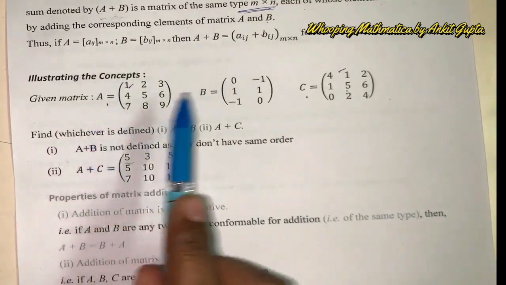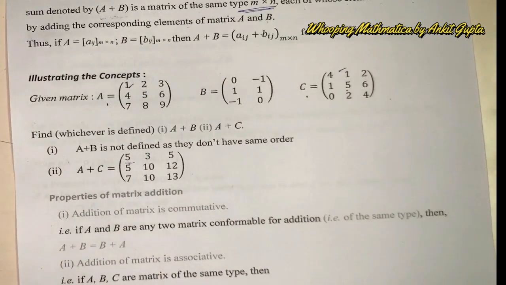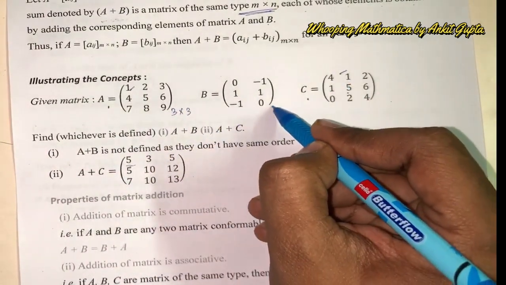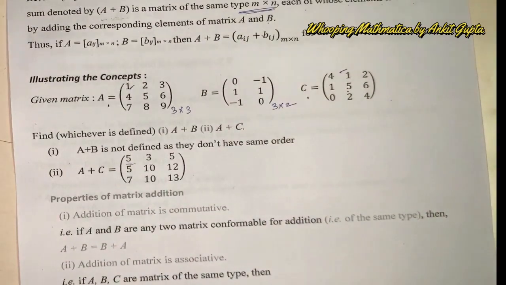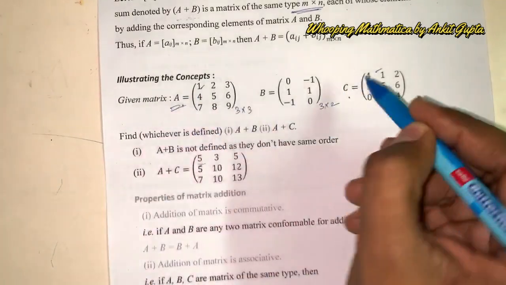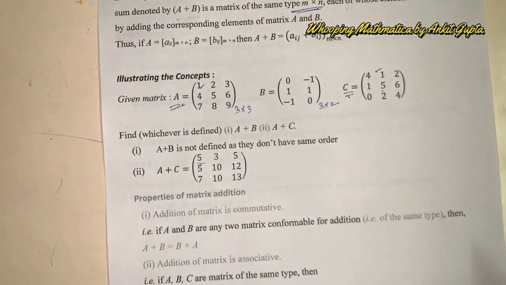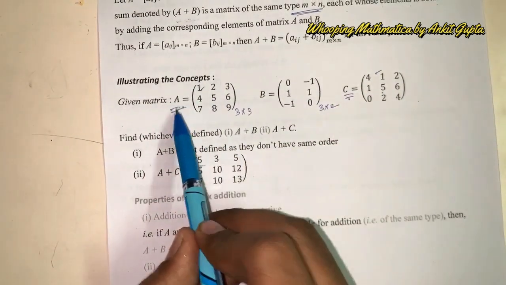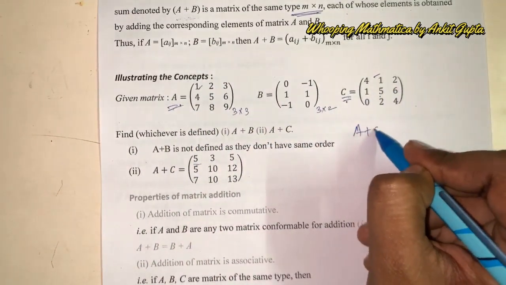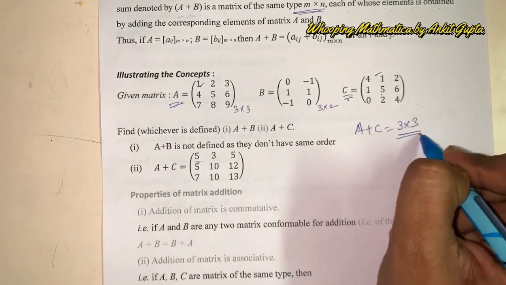Now if we try to add A and B, this is not possible because A and B do not have the same order. As we can see here, the order of A is 3 by 3 and the order of B is 3 by 2. I hope the concept is clear to you. Here I would like to say one thing to keep in mind: when we add two matrices, the resulting matrix will have the same order as A and C. That is, if A and C both have order 3 by 3, then the resulting matrix A plus C will have order 3 by 3 only.